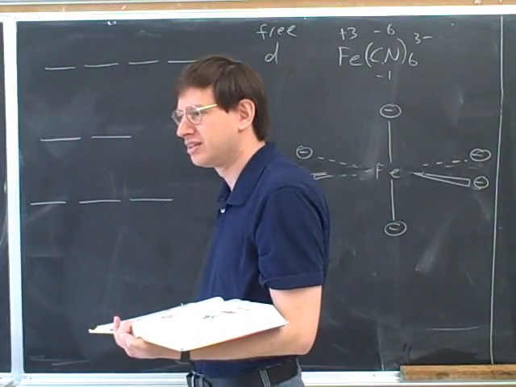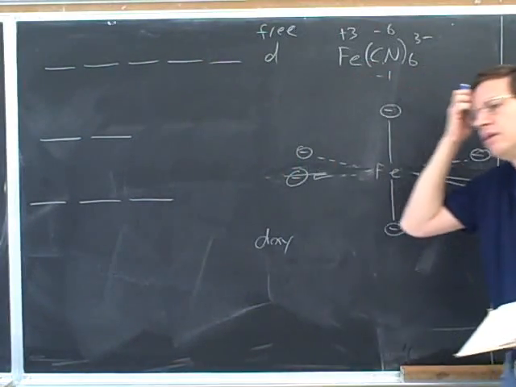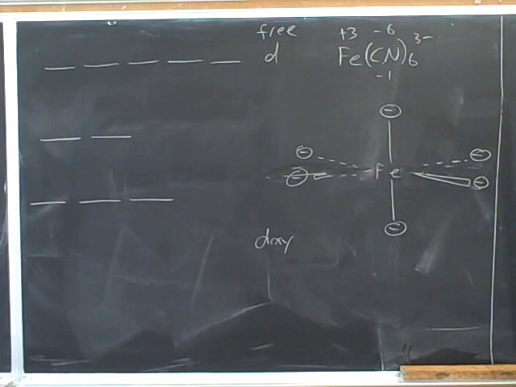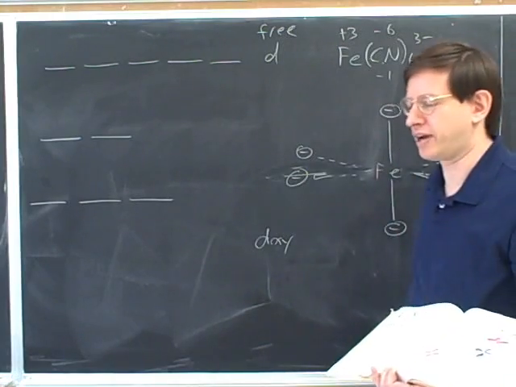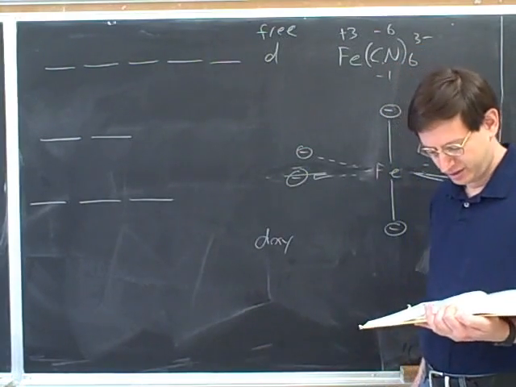So when the bubbles of the d orbital point towards the negative charge of ligands, it's not happy. You have only 2 of them, and there's only 2 where it's pointing directly at the corners.